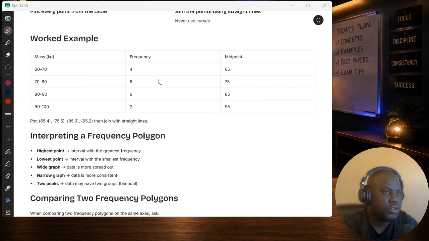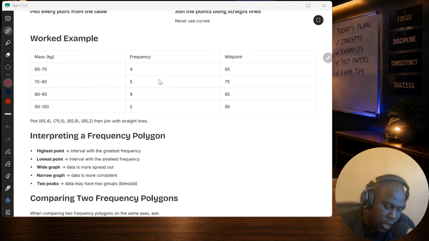So Form 2 students, let's go for it. Okay, now what we are doing is looking at the formulas, how to calculate it. What we're focusing on right now is calculating the frequency polygon. Then we'll talk about how to work on it.